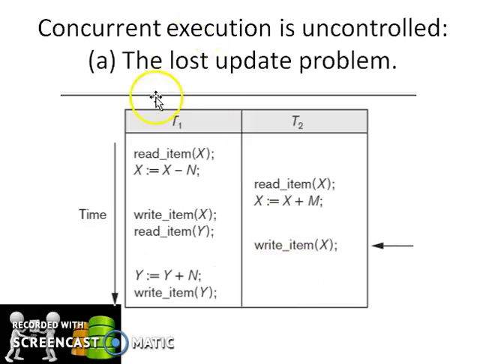This scenario demonstrates the lost update problem. The modification made by the first transaction is lost since the second transaction has overwritten the modification made by the first transaction. This problem is called the lost update problem.